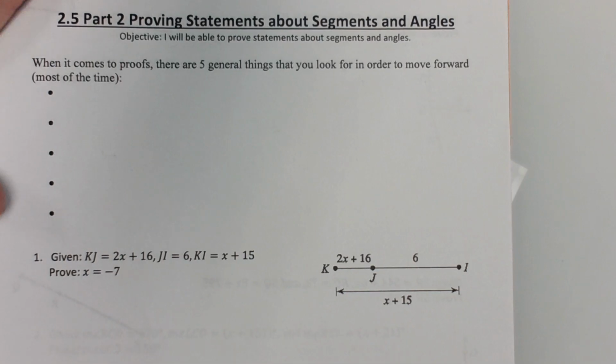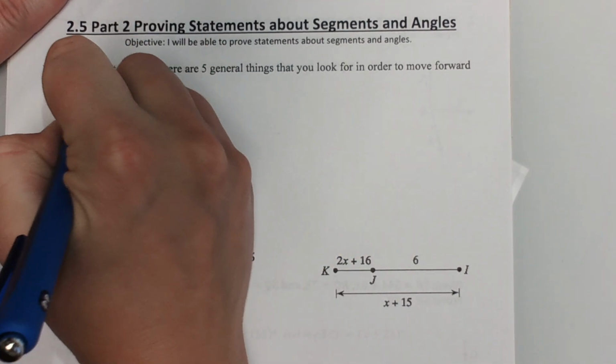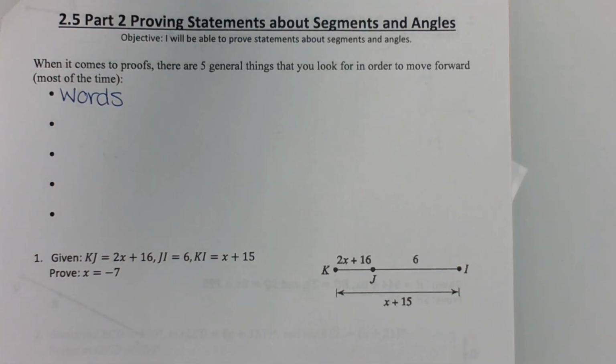The first of those 5 things that I want you to look for is words. In a math class, words tend to stand out, so we look for words first. Because if you see words in your proof, you have an entire section on your orange sheet that says things that you get from words. And we use that to our advantage.